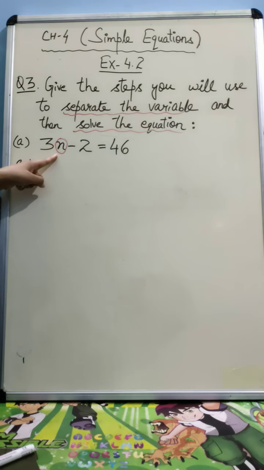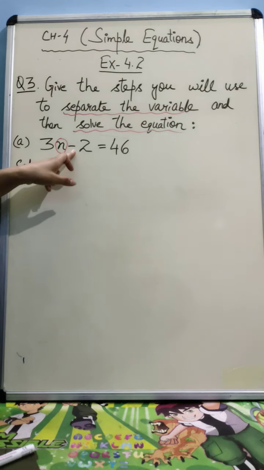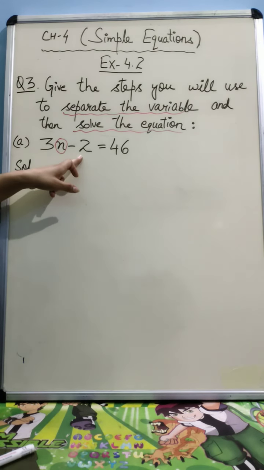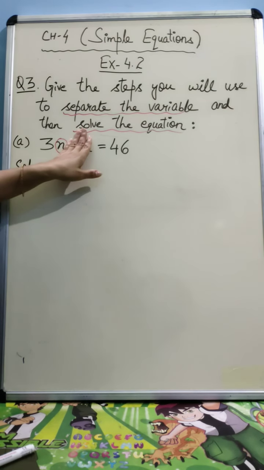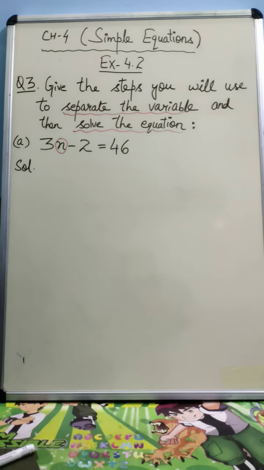What is the variable here? The variable is n. Okay, the variable is n. So now we have to separate this n. So how can we do this? See, it is attached with minus 2. So first thing is we have to remove this minus 2. So how can we remove?